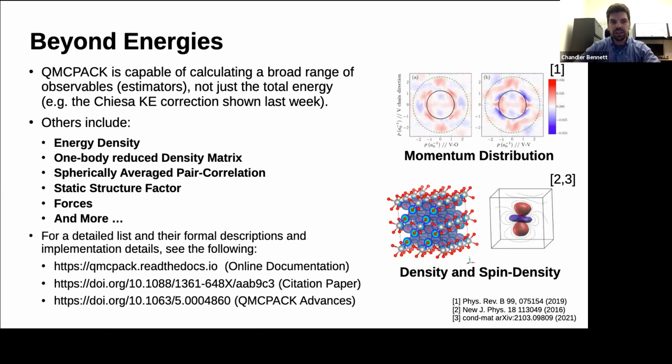So QMCPACK can calculate what is known as the energy density. This is analogous to the density matrix, but instead of calculating, say, a number density or occupation numbers, it does these with energy quantities. QMCPACK can also calculate the one-body density matrix. It can also get at the spherically averaged pair correlation function. And so this essentially quantifies how the particles are effectively located relative to one another.